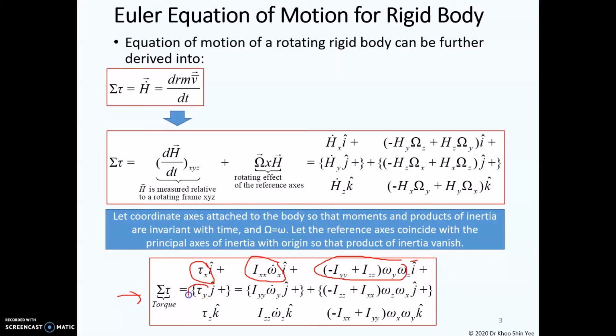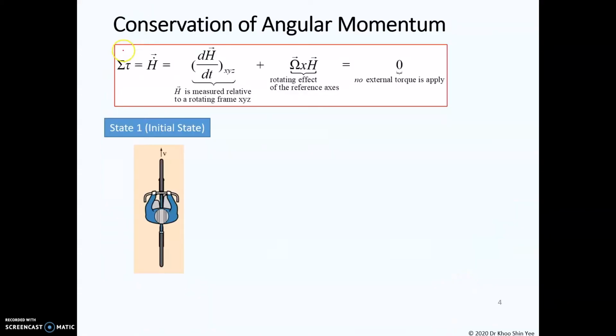By using the same approach, you obtain the torque acting in y direction to be equal to this, and the torque acting in z direction will be equal to this. These relations are known as the Euler equations, which are extremely useful in the study of rigid body motion. So you have learned that the summation of torque can be equal to this formula.